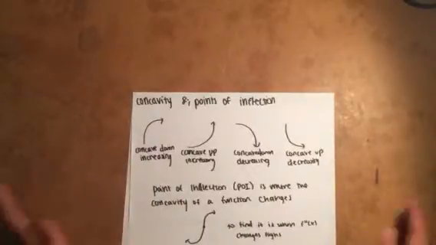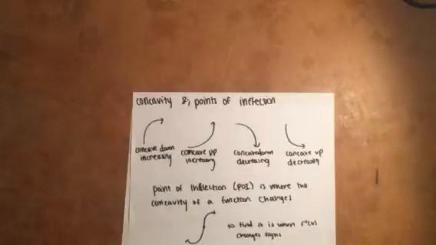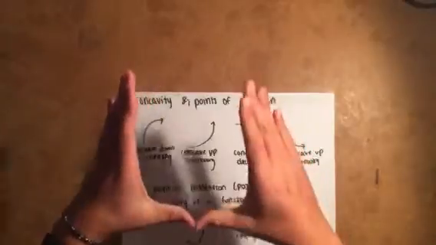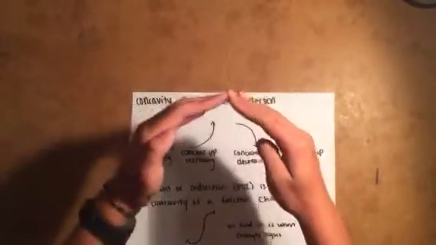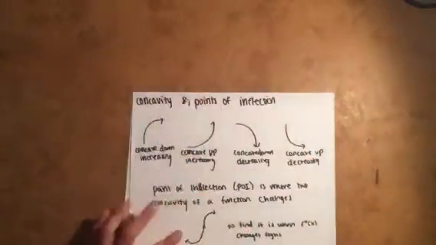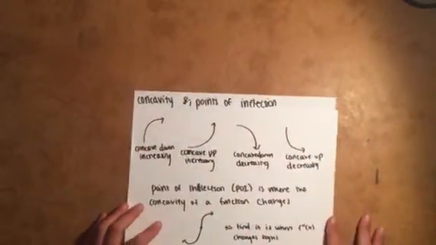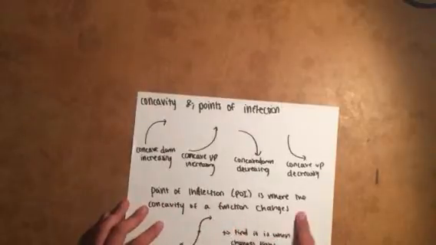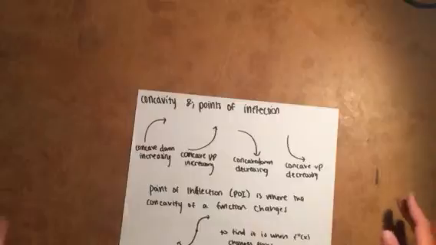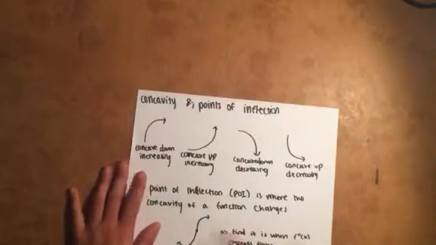Next, I want to talk about concavity and points of inflection. There's 4 different types of concavity: concave down, increasing; concave up, increasing; concave down, decreasing; and concave up, decreasing. They're all shown here. Points of inflection, or POI, are where the concavity of a function changes. So, for example, right here on this function.